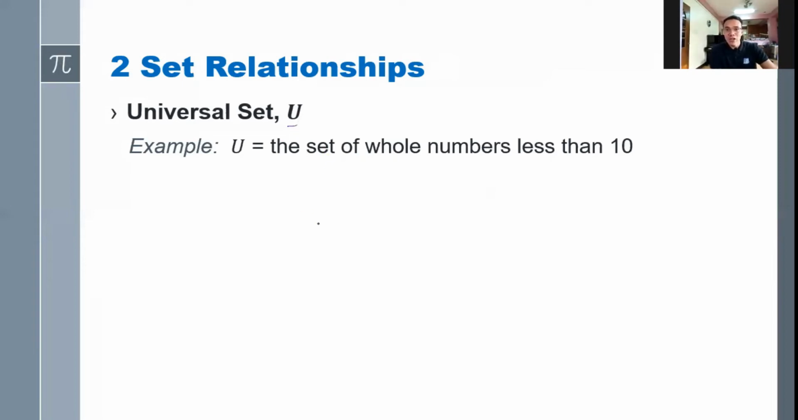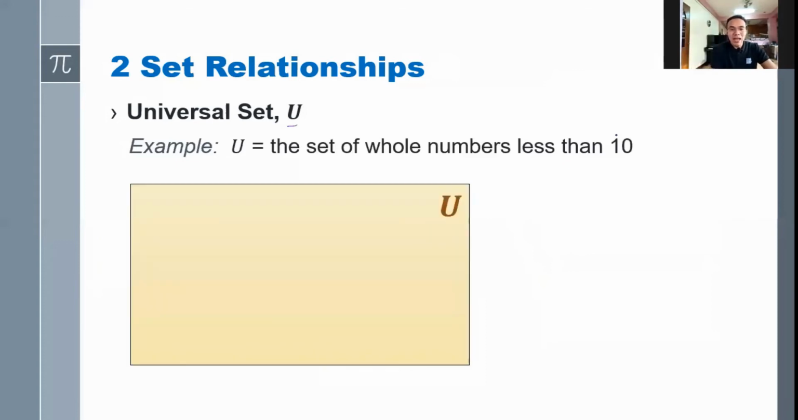Universal set, or the U, is the set that we are going to consider in a particular discussion. For example, U is the set of whole numbers less than 10. This is our universal set. This is the only thing that we are going to consider in our discussion. We're just going to consider whole numbers less than 10.